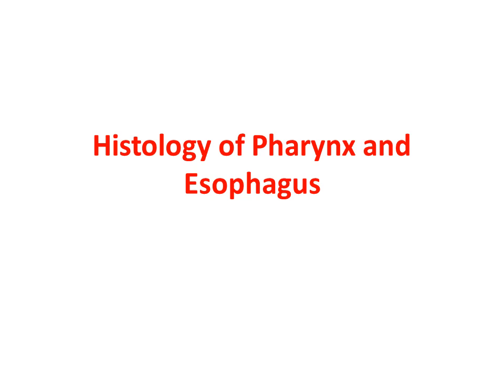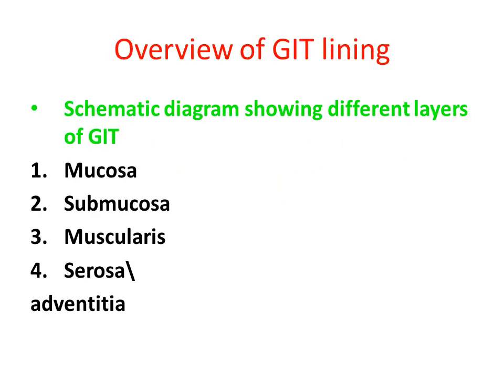Hello everyone. This session will be about the histology of pharynx and esophagus. Before we move on to talk about histology of pharynx and esophagus, let us do a quick review about what is the GIT lining. The whole alimentary tract is lined by these four layers: mucosa from inside, and then submucosa, muscularis, and serosa or adventitia.